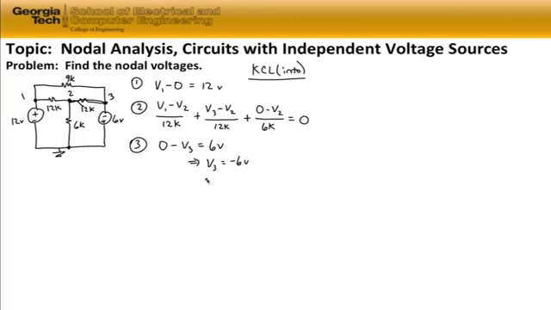We know that V1 from the first equation is equal to 12 volts, and V3 is minus 6 volts. If we know those two voltages, then we can use our second equation and solve for V2. If we do that, we end up with V2 equal to 3/2 volts.